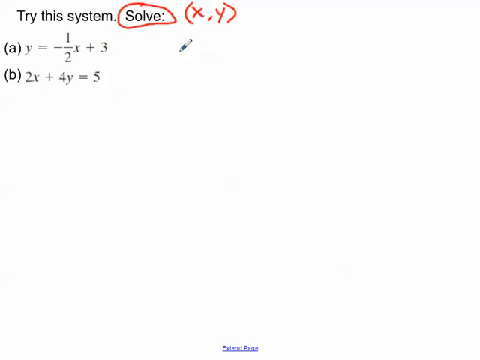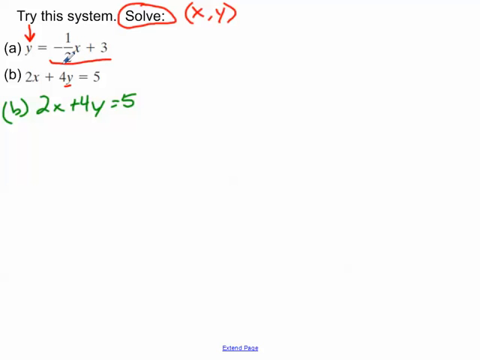And we're going to say, if I've got a system of equations, y equals negative 1/2 x plus 3 is my A equation. My B equation is 2x plus 4y equals 5. I'm using the substitution method because I've got A solved already for y. Y equals some number. So I'm going to take that stuff there and substitute it in for y. So I'm going to rewrite my B equation and say my B equation is 2x plus 4y equals 5. And I'm going to substitute in for y right there, because we've got y equals something already.